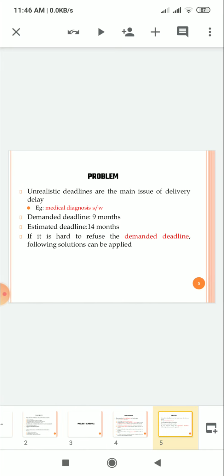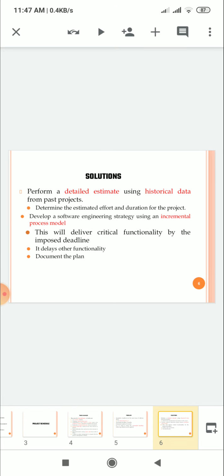Unrealistic deadlines are the main issue of delivery delay. For example, medical diagnosis software: the demanded deadline is 9 months and the estimated deadline is 14 months. If it is hard to refuse the demanded deadline, the following solutions can be applied. Solution 1: perform a detailed estimate using historical data from past projects. We have to determine the estimated effort and duration for the project. And you have to develop a software engineering strategy using an incremental process model. This will deliver critical functionality by the imposed deadline. It delays other functionality, and you document the plan.